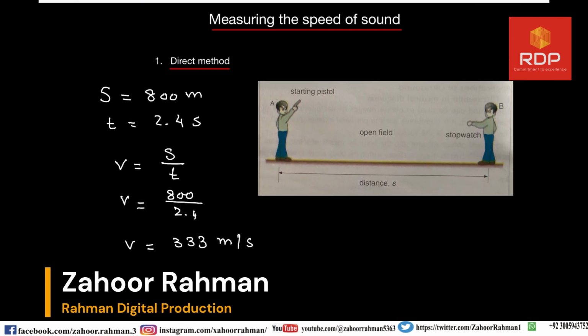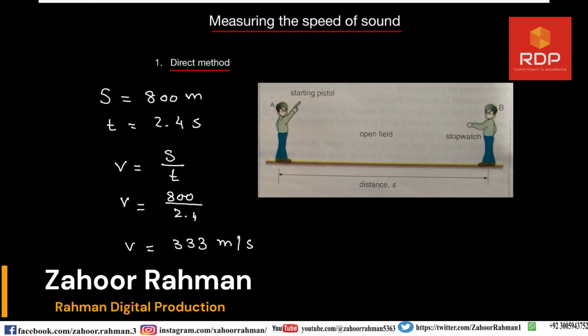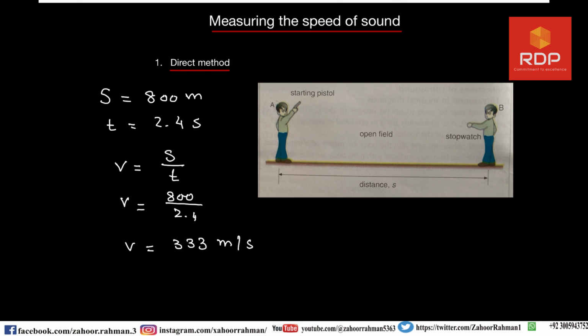Dear learners, very important topic of this lecture is measuring the speed of sound. The speed of sound in air can be measured by either a direct method or an indirect method, which is known as echo method. So let us discuss both these methods in detail. First one is a direct method. Let us discuss that to measure the speed of sound in air by a direct method.